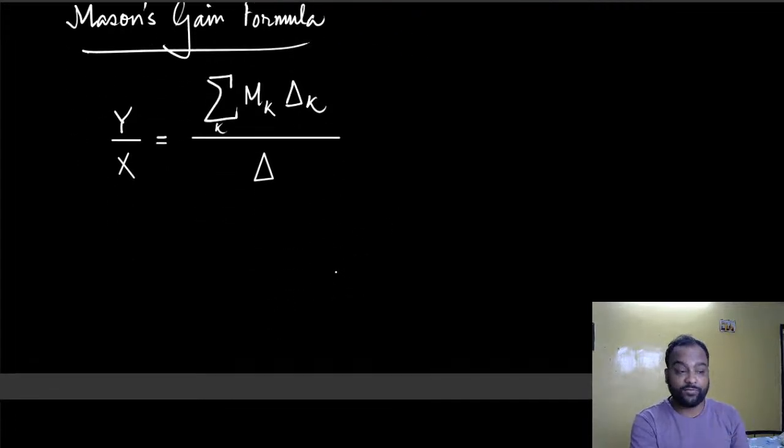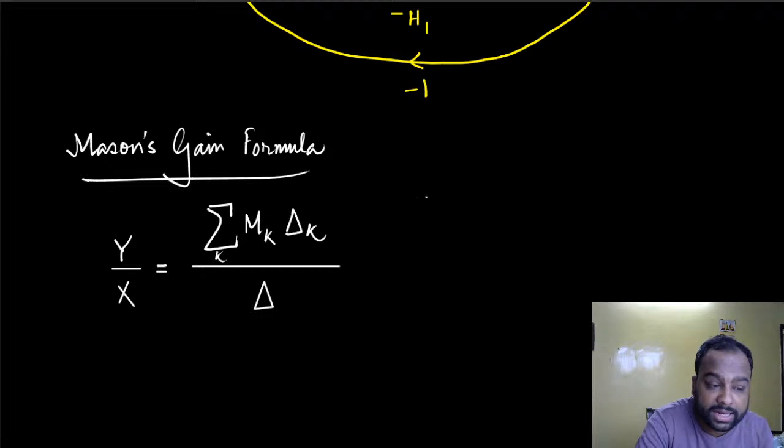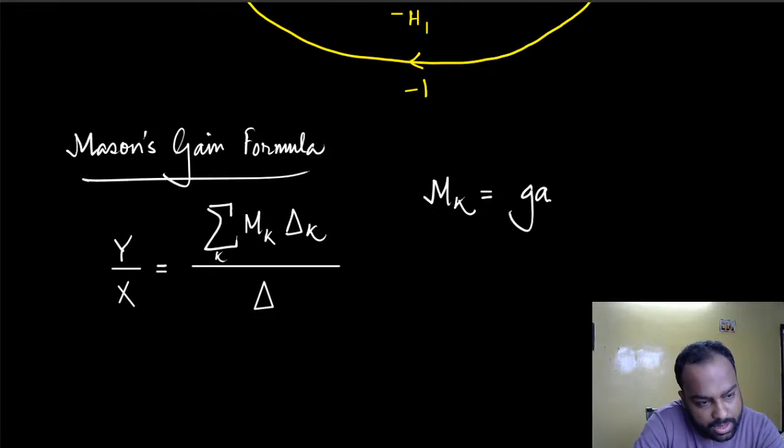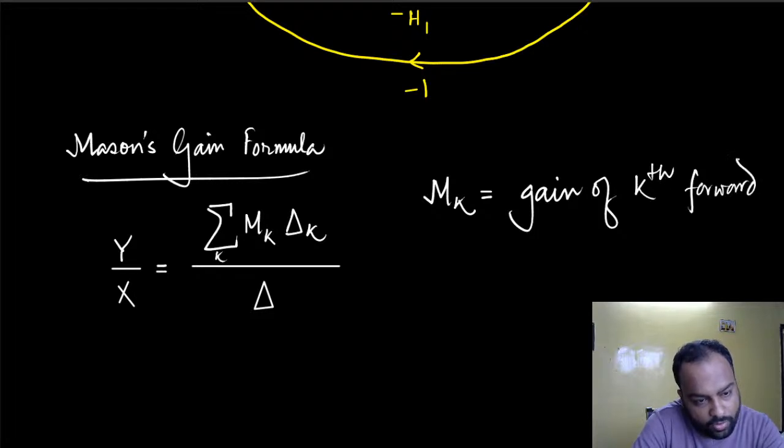Just for the sake of completeness, let me write down the names. So Mk is the gain of the kth forward, hold on.